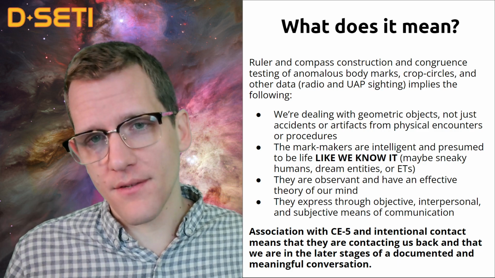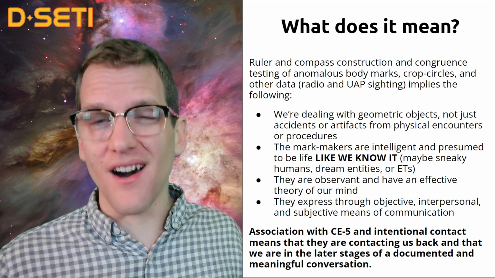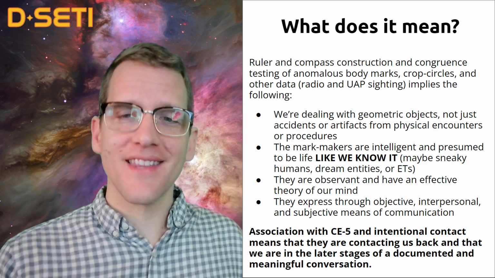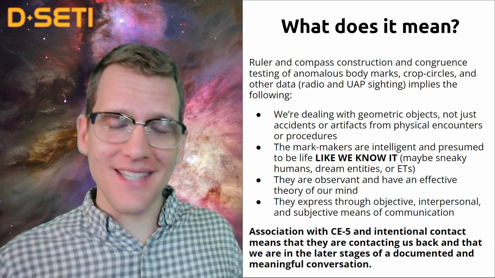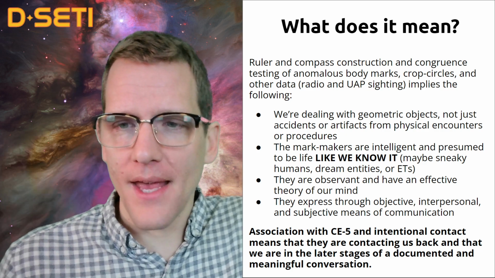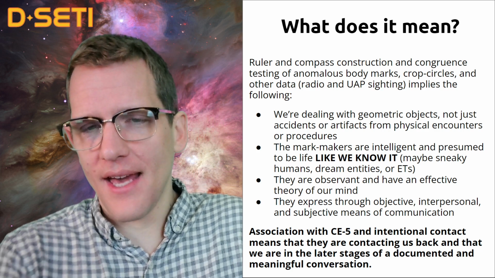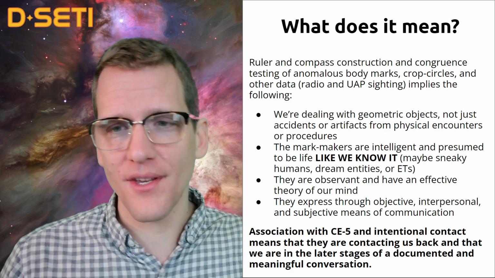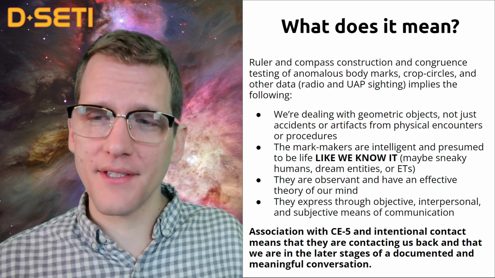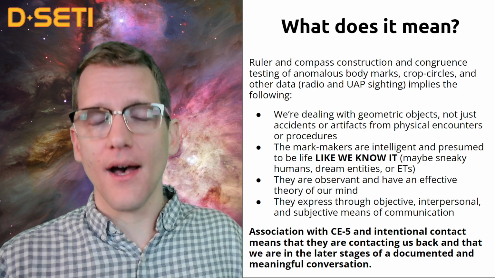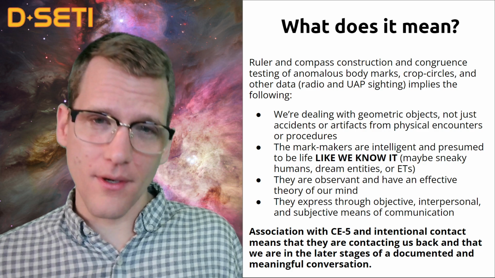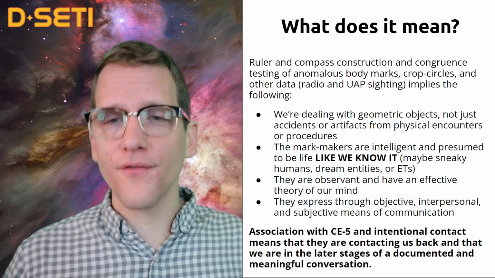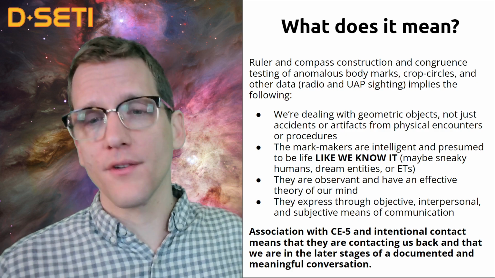There's many dimensions of meaning, but I'm saying the one that seems to be obvious is a textbook about geometric construction of these figures that have mathematical and probably scientific and cultural implications. Finally, we know that these mark makers are expressive through objective, interpersonal, and subjective means of communication. Association with CE5 and intentional contact, which is the context out of which this inquiry arises, means that they are contacting us back, that we've had a conversation, that we're several phases in to a documented and meaningful conversation.